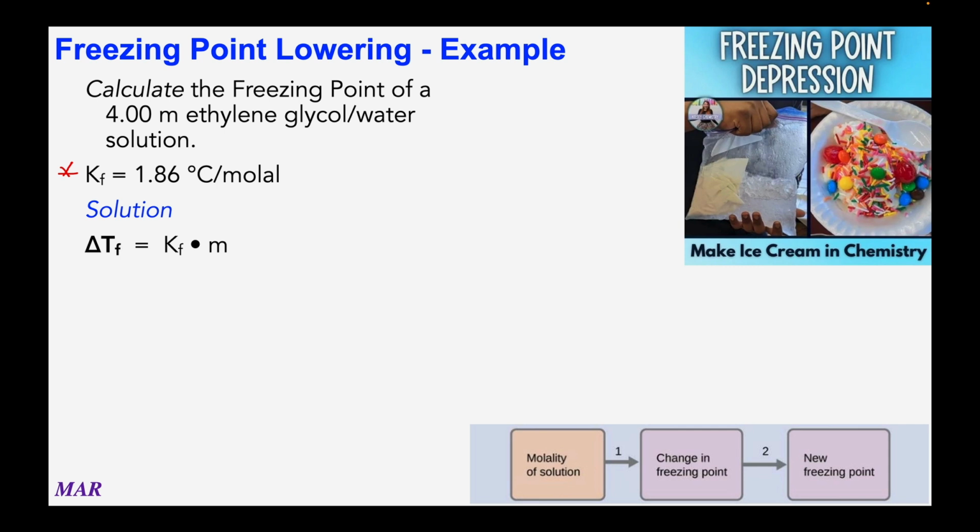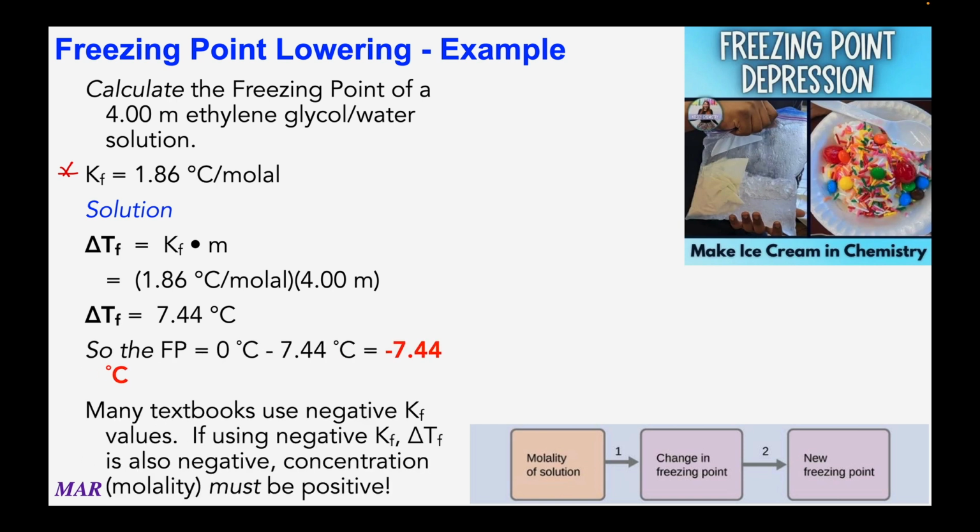So let's figure out the freezing point of our 4.00 molal ethylene glycol water solution we've been using so far. No problem. Delta T equals K times M. It's that freezing point constant times 4.00 molal. The delta T is 7.44 degrees Celsius. Now, you have to remember that water, which we'll use a lot, freezes at 0 Celsius, and this shows how much lower the freezing point will be relative to the pure solvent. So the freezing point of the solution is 7.44 degrees less than 0, minus 7.44 degrees Celsius.